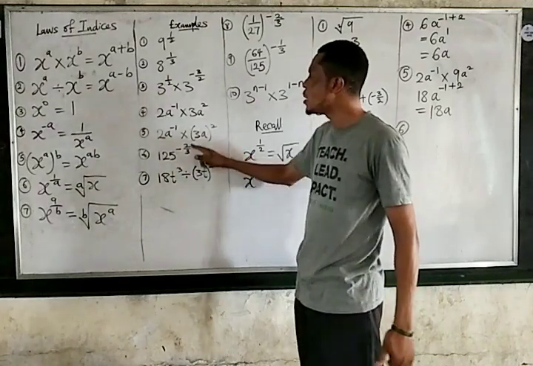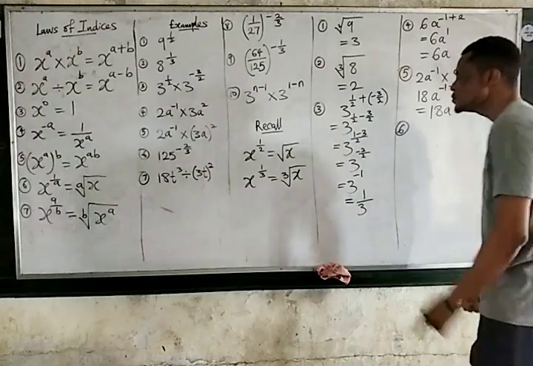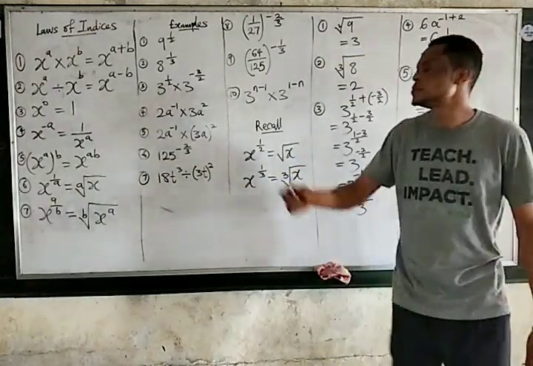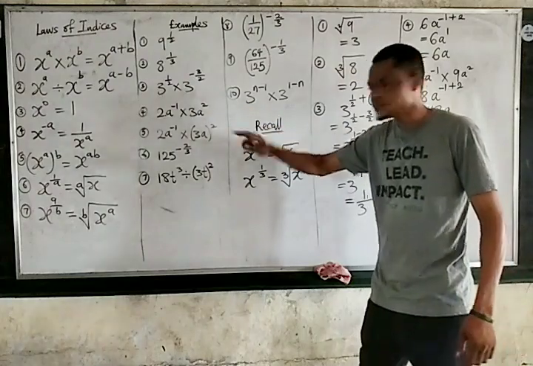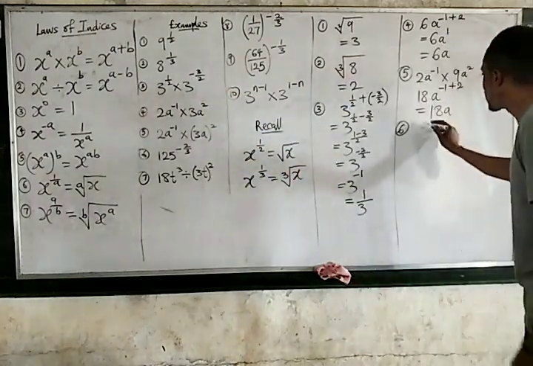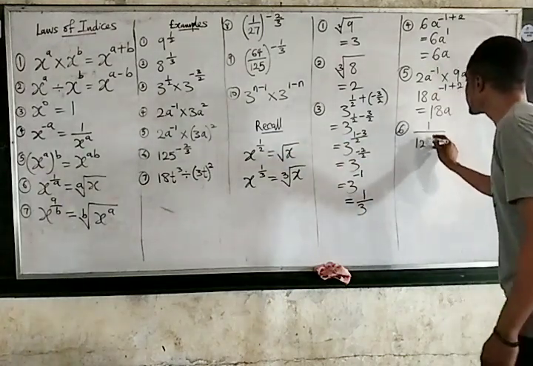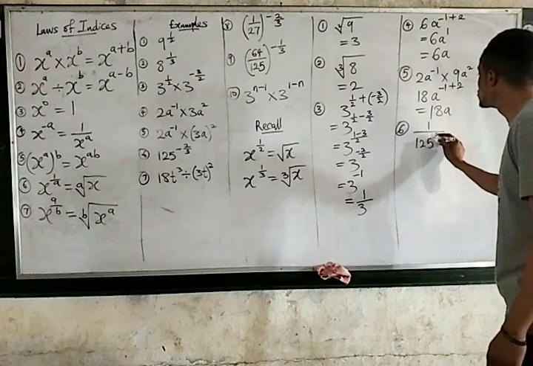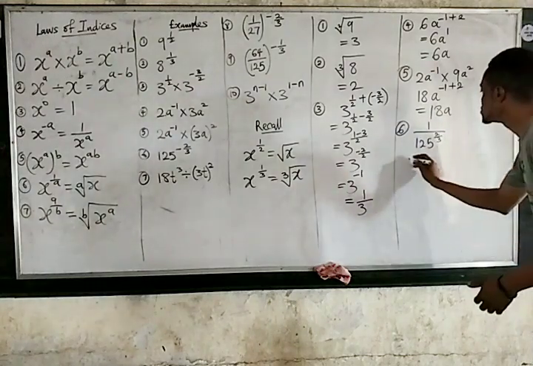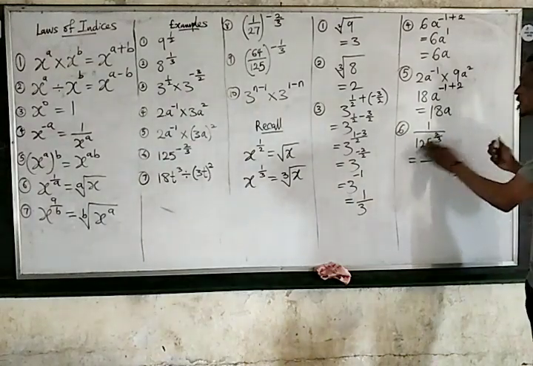125 raised to the power of 2, raised to the power of minus 2 over 3. So start with the minus power, which will become 1 all over. What do we have left? 125 raised to the power of 2 over 3. Now we proceed. 1 all over. Let's work on the denominator.